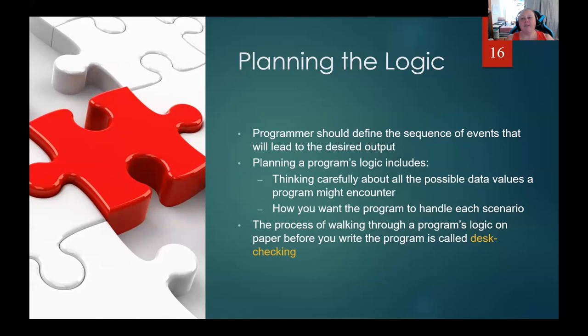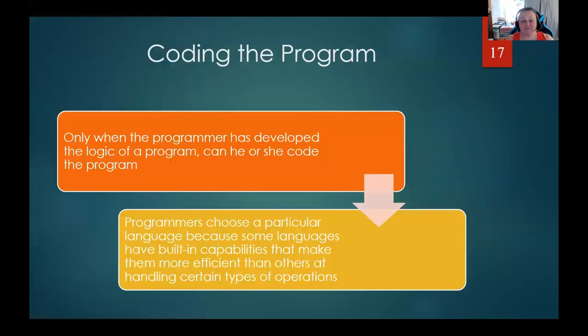You want to find all those outliers. We don't just want to know what the majority of your data input looks like. We want to find those outliers and decide how we deal with them. The process of walking through the basic logic on paper is called a desk check.